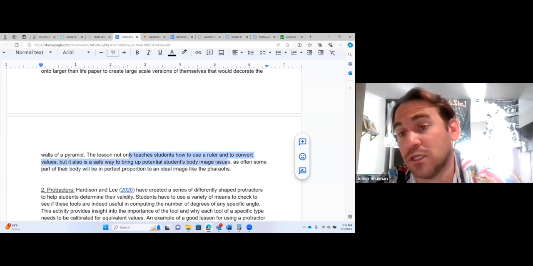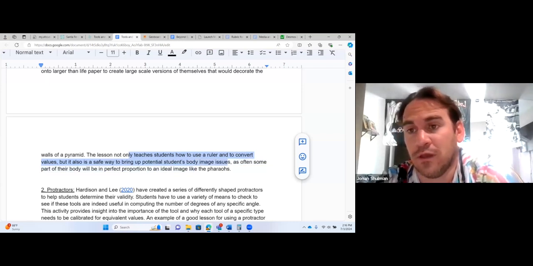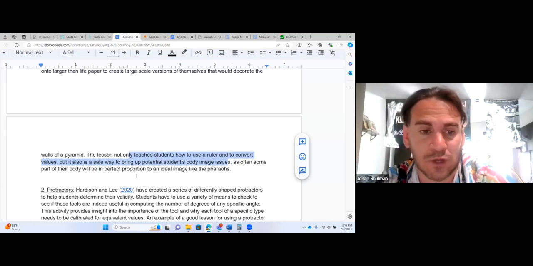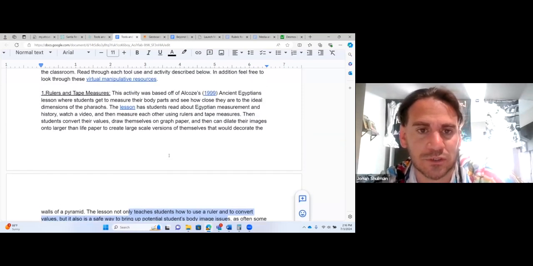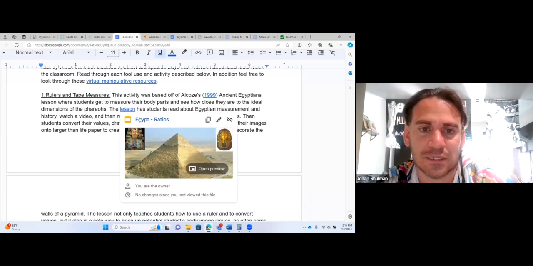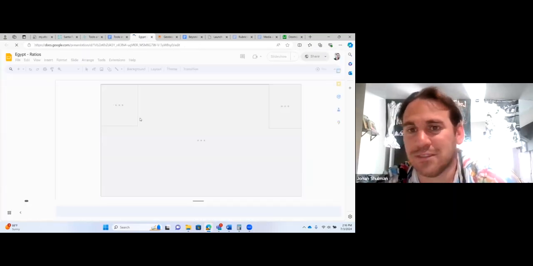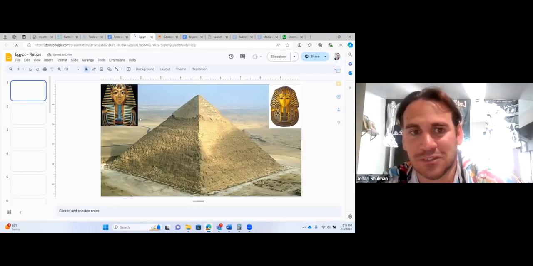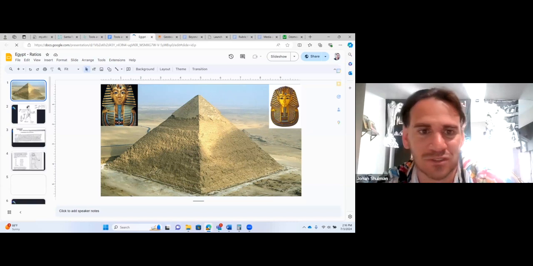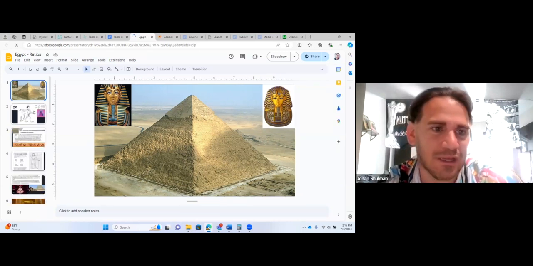I didn't know this until I started doing this one, that girls found it really useful for their body image issues, as often some of their parts were in perfect proportion to the pharaoh. So you can see the lesson. I think it came out really well. It's got lots of gifs because that's how I teach. See, the headdress is moving, the eyes are moving.